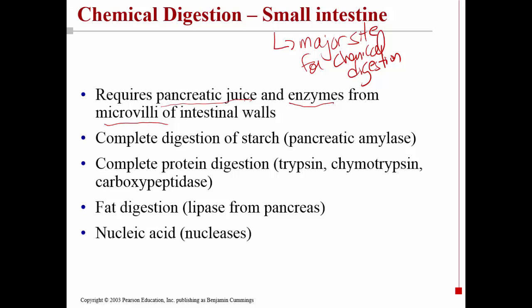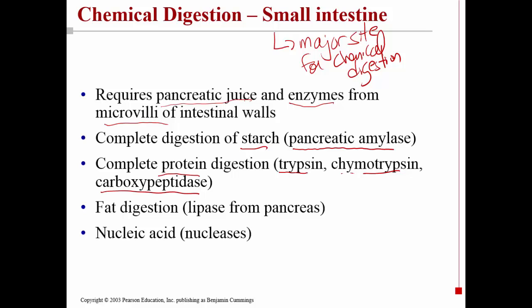Well, remember that starch or complex carbohydrates began to be broken down in the mouth. They're completely broken down in the small intestine, and the enzyme that does this is called pancreatic amylase. So you can see this comes from the pancreas. Remember that protein began to be broken down in the stomach, but it is completely broken down in the small intestine, and some of the enzymes involved are trypsin, chymotrypsin, and carboxypeptidase. These come from the pancreas.